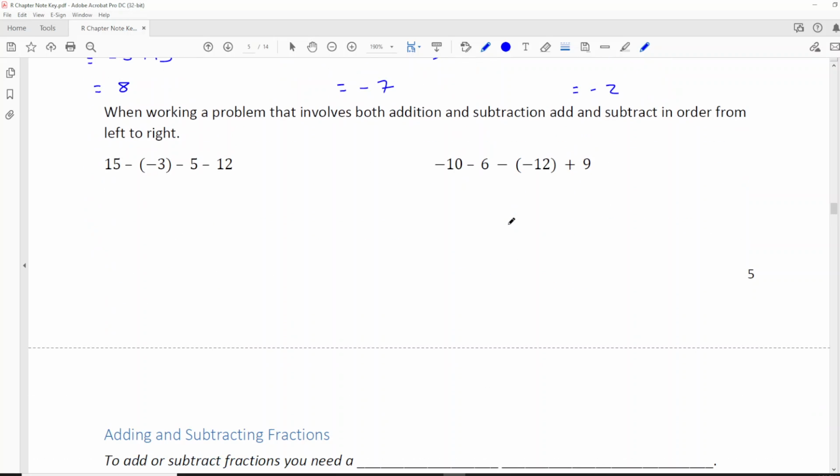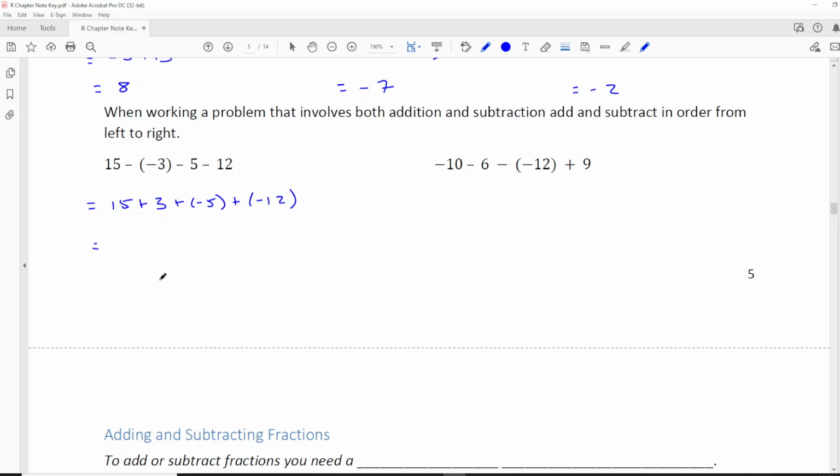Now, if you get more than one multiplication or addition or subtraction in a question, just work in order from left to right. So if we've got 15 plus -3, so I'm going to do 15 plus 3. Then I'd do plus -5. Plus -12.